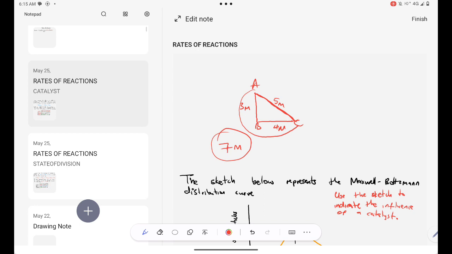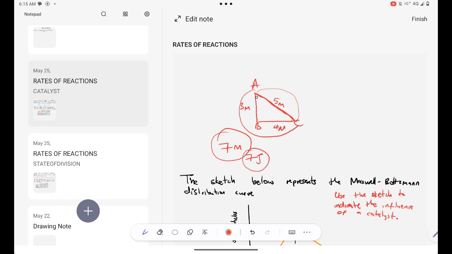Let's say hypothetically, for you to travel 7 meters, you will simply need 7 joules of energy. A catalyst will try to find a way with a lower activation energy, because these 7 joules are the minimum energy you need to travel the distance of 7 meters. But a catalyst will try to find you a pathway with a lower activation energy.